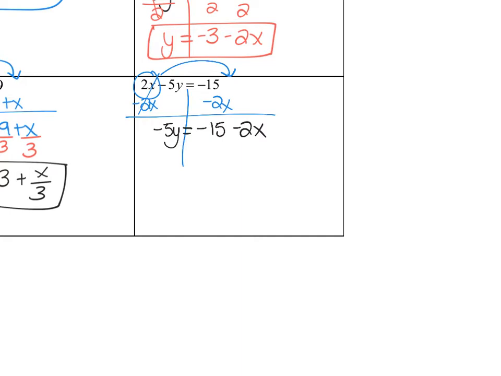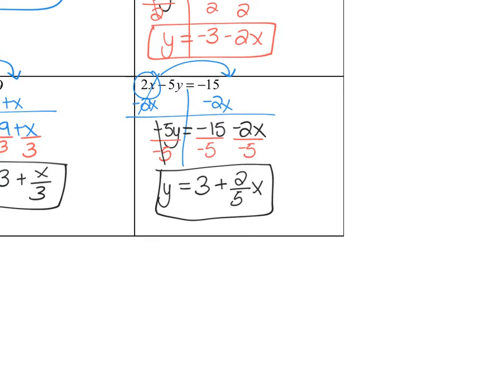And then my final step is to get rid of the negative 5 that's in front of the y. Negative 5y means negative 5 times y. And the opposite of times is dividing. So I'm going to divide by negative 5 to all three pieces. When I do that, I am left with a final answer of y equals negative 15 divided by negative 5 is positive 3. A negative divided by a negative here is a positive, and I'm just going to leave this as a fraction. That is totally fine to leave this as a positive 2 over 5x.